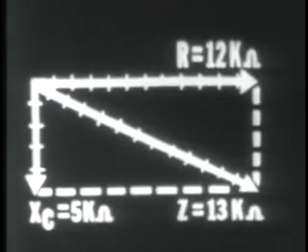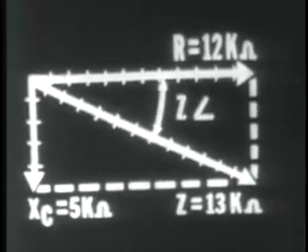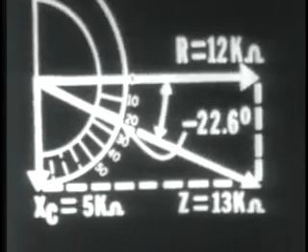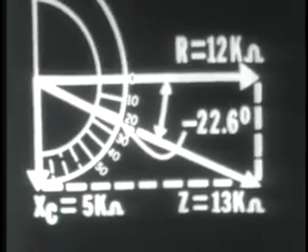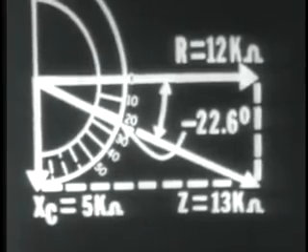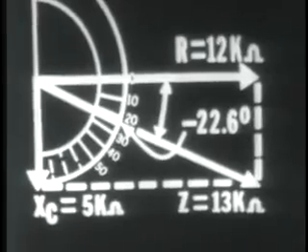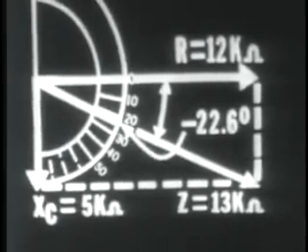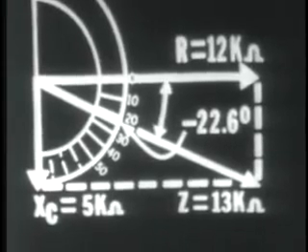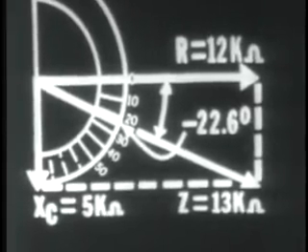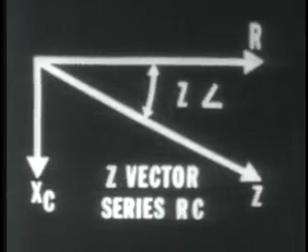Now, we have an angle generated here, that is the angle between R and Z, which is the impedance angle. And we can measure this angle with a protractor. Accurately reading our protractor, it would read 22.6 degrees. Note, I have a negative 22.6 degrees indicated here for our impedance angle. Remember, our impedance vector has been rotated clockwise, which would give us a negative direction or a minus angle. So our impedance angle is negative or minus 22.6 degrees. This then would be the impedance vector of any series RC circuit.